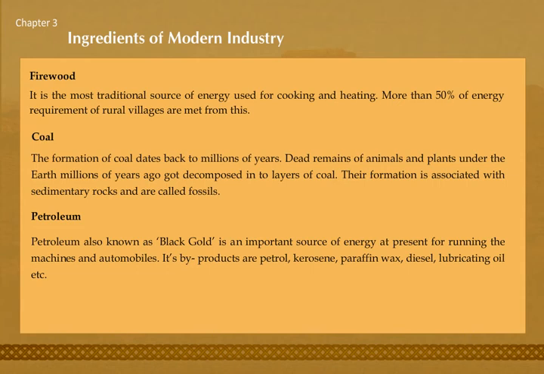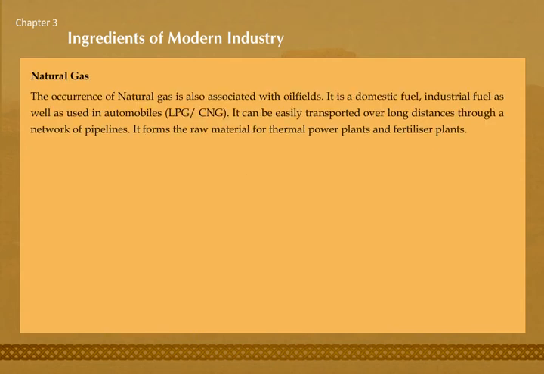Petroleum. Petroleum, also known as black gold, is an important source of energy at present for running the machines and automobiles. Its byproducts are petrol, kerosene, paraffin wax, diesel, lubricating oil, etc. Natural gas. The occurrence of natural gas is also associated with oil fields. It is a domestic fuel, industrial fuel, as well as used in automobiles, LPG or CNG. It can be easily transported over long distances through a network of pipelines. It forms the raw material for thermal power plants and fertilizer plants.